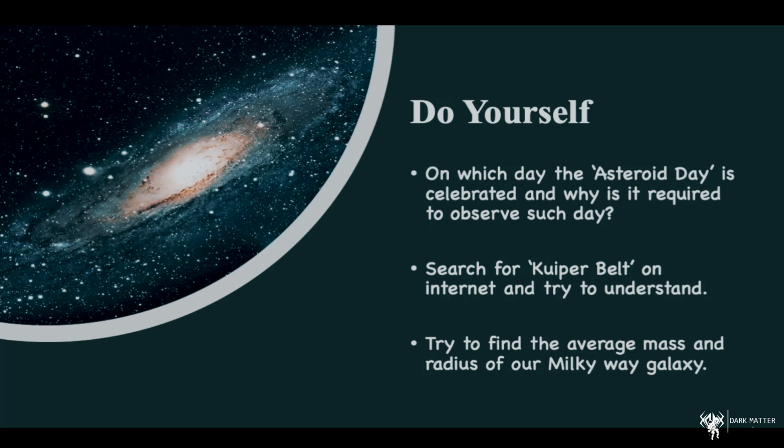Next, search for the Kuiper belt on the internet and try to understand it. It is a very easy thing. If you understand asteroids and the solar system, then you will definitely understand what a Kuiper belt is. Now try to find the average mass and radius of the Milky Way galaxy. These will enhance your understanding of how big and how heavy a galaxy is.